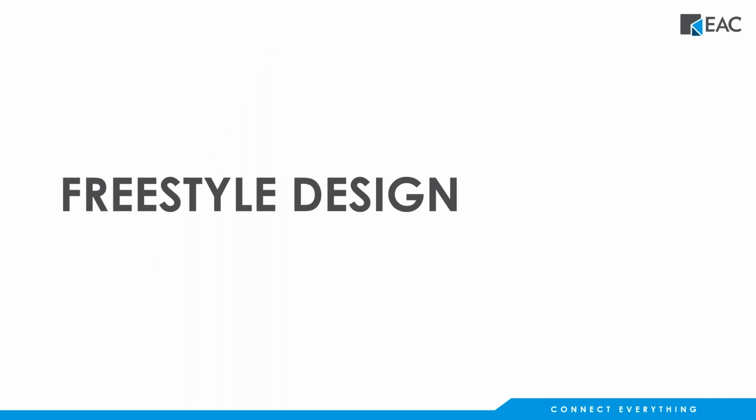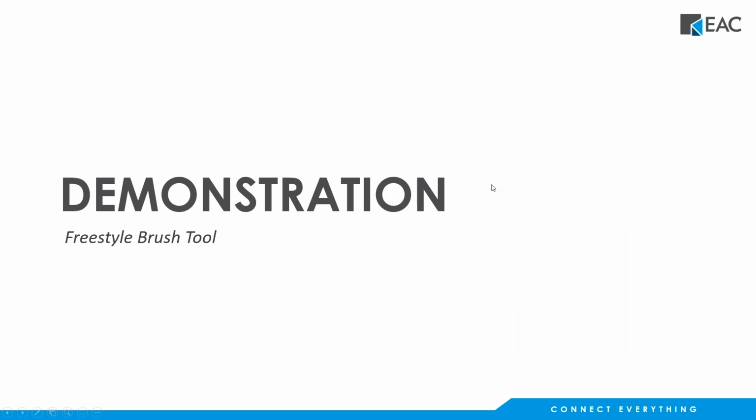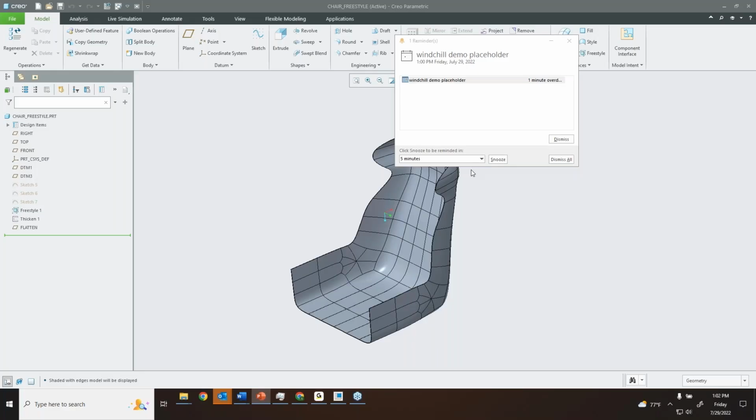All right, starting off with FREESTYLE design. So there's been some enhancements with Creo 9 and the way it handles FREESTYLE surfacing. So now in Creo 9, we have greater control of curve definition with improved modification of curvature and acceleration control points. We can now easily sculpt organic geometry with FREESTYLE brushes and MLR performance, which is what I'll be showing in the first part of the demonstration here. And now we can also, in Creo 9, mirror shapes in FREESTYLE. So with that brief introduction, let's head over to Creo and show you some of these improvements.